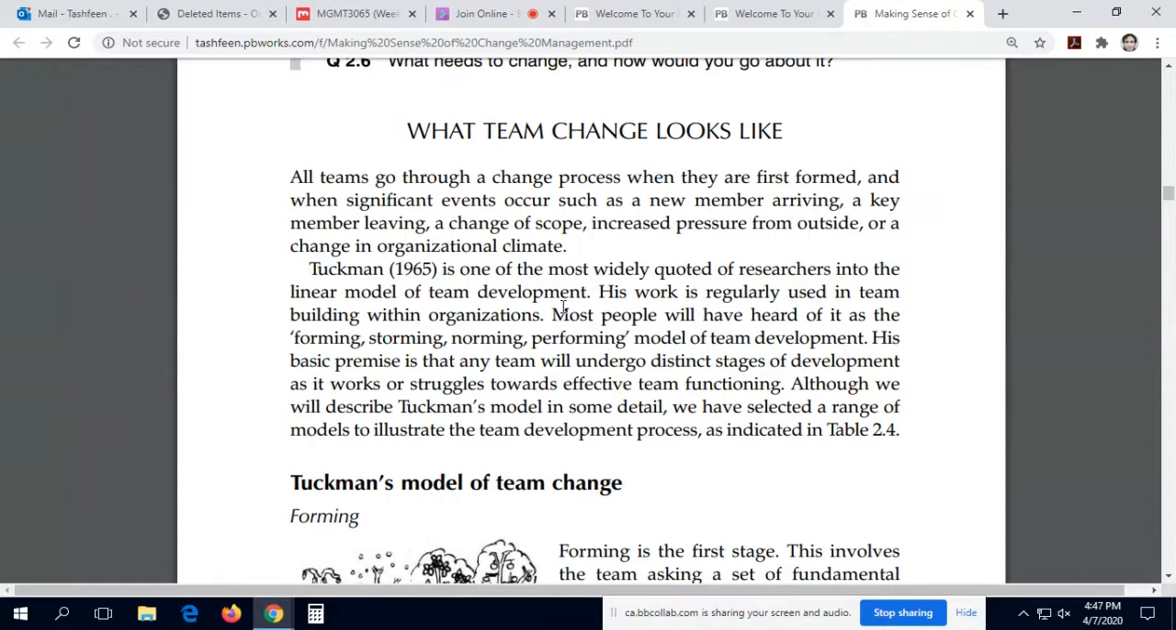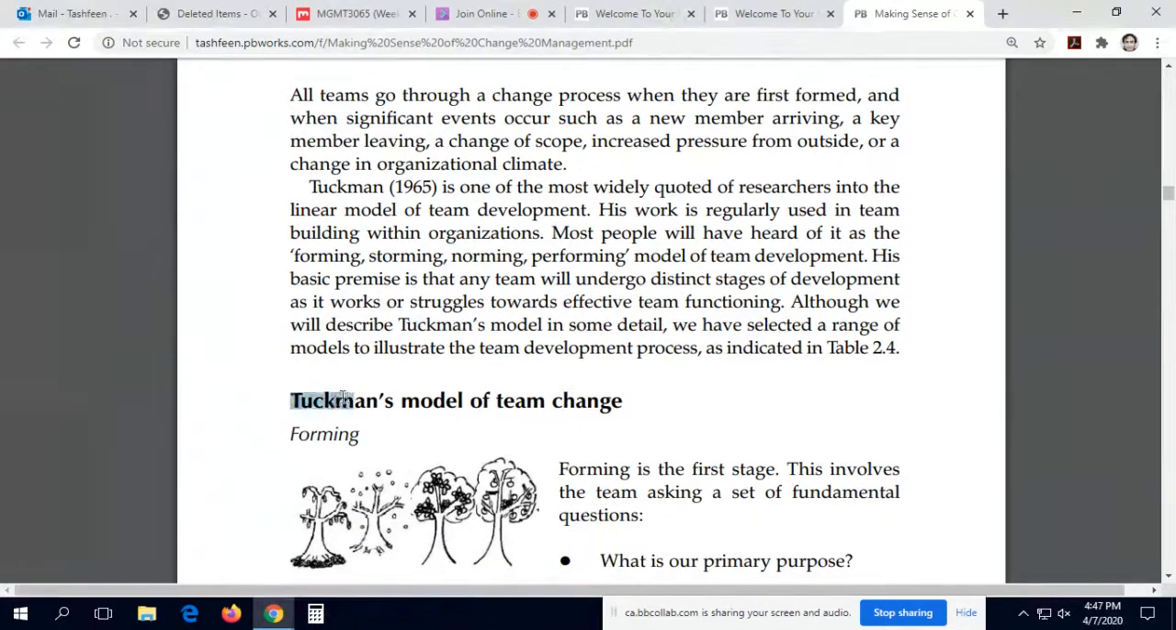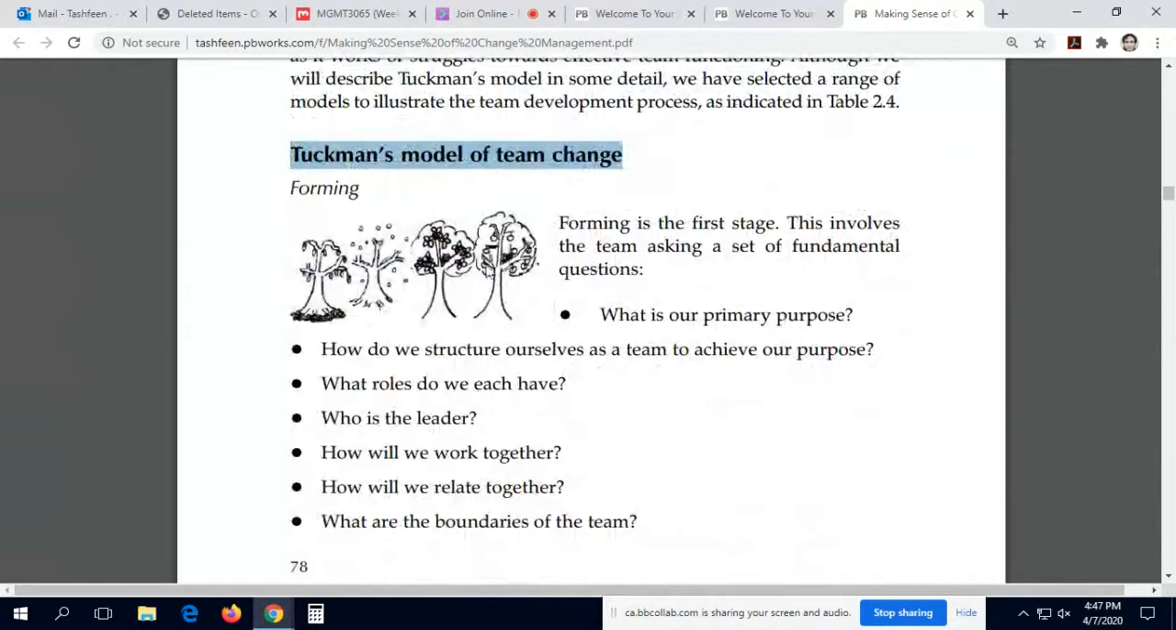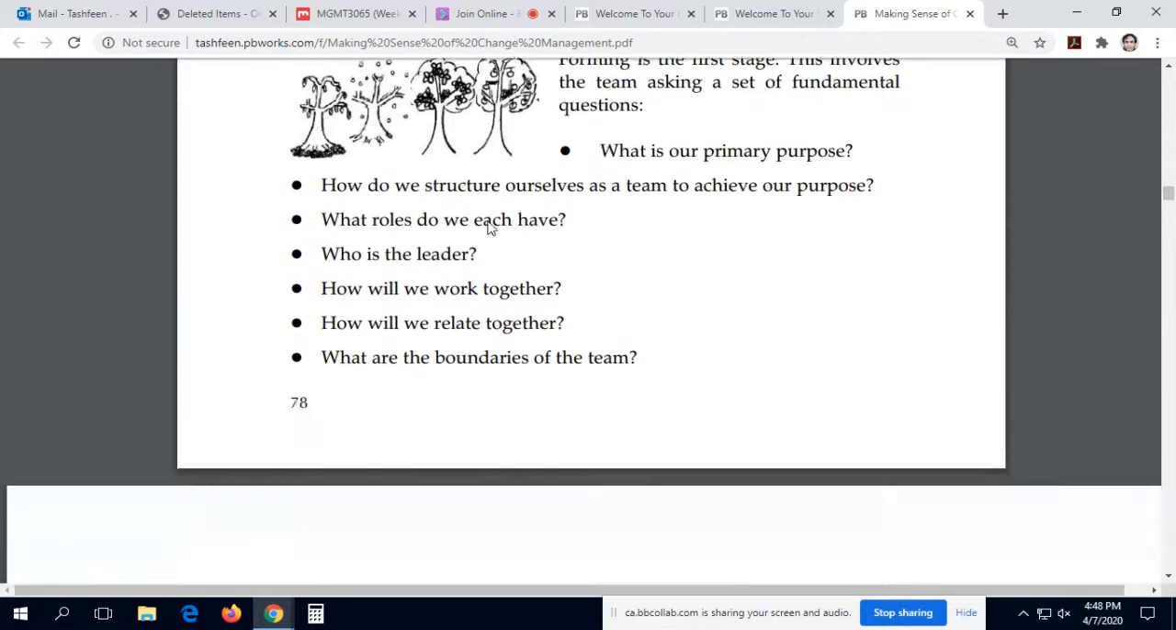But let's look at this. For example, this one is Tuckman's model of team change. Maybe you are not familiar with the name of the model, which is Tuckman or Tuckman, whatever it is. But you know the steps. You have heard them a lot of times in various courses. Forming. What is the next one after forming? You guys remember?